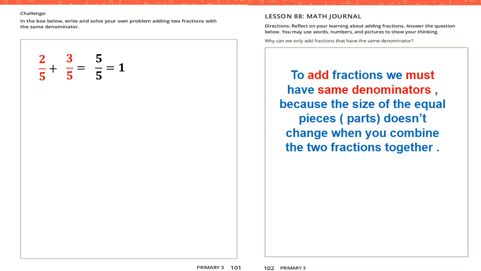The math journal here: why can we only add fractions that have the same denominator? The answer: to add fractions we must have the same denominators. Why? Because the size of the equal pieces or parts doesn't change when you combine the two fractions together.